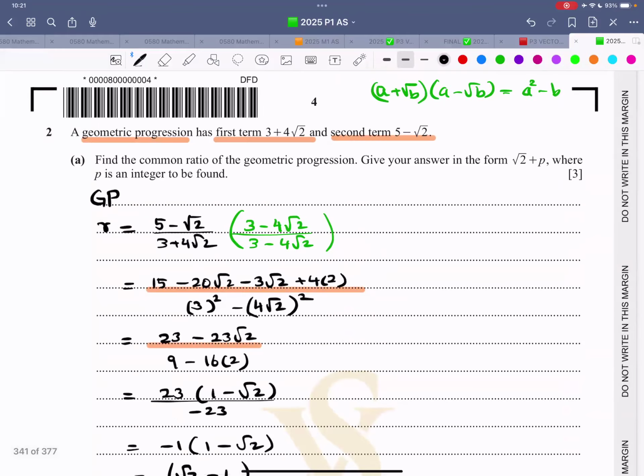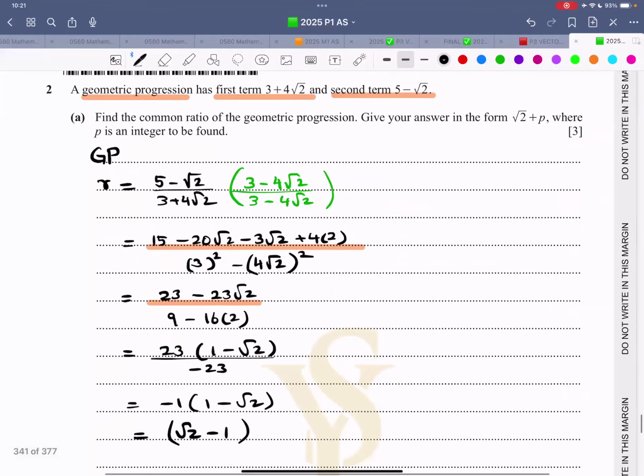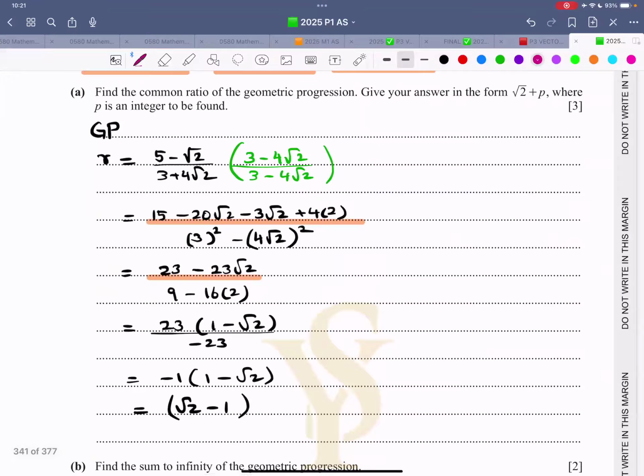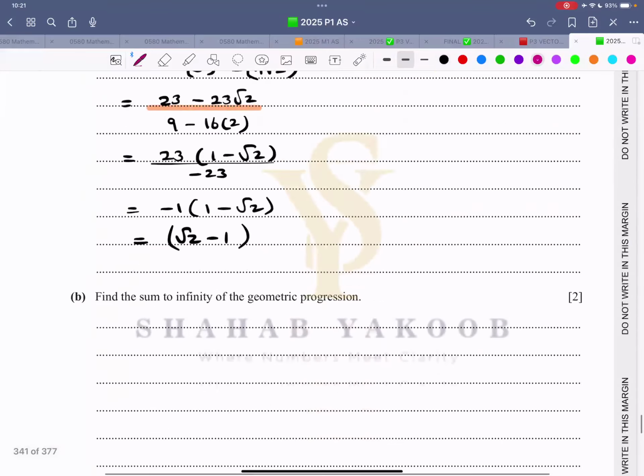Find the common ratio, give your answer in this form. So 3 marks is just for common ratio. So this is root 2 plus p. It's coming out to be root 2 minus 1. In other words, p is negative 1. So I hope this is all clear.